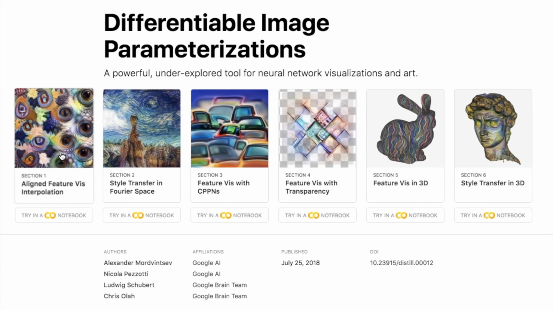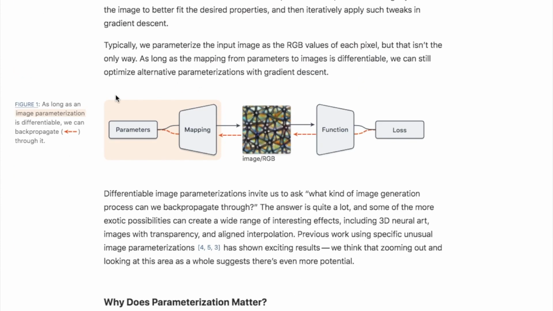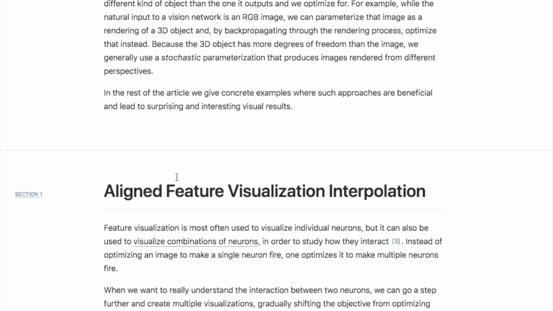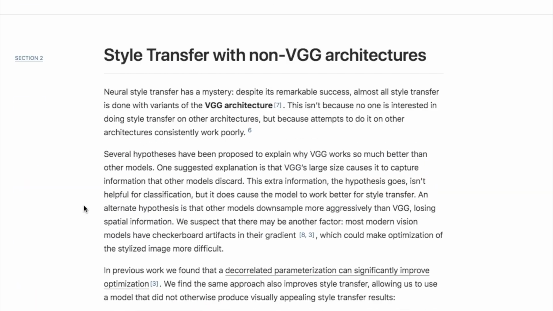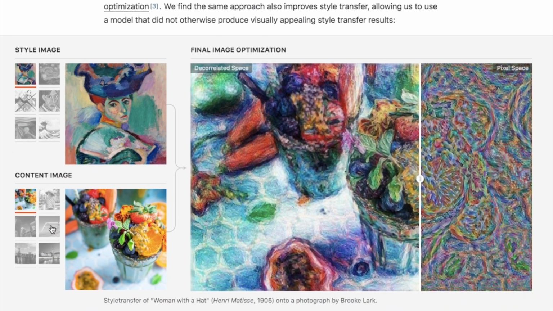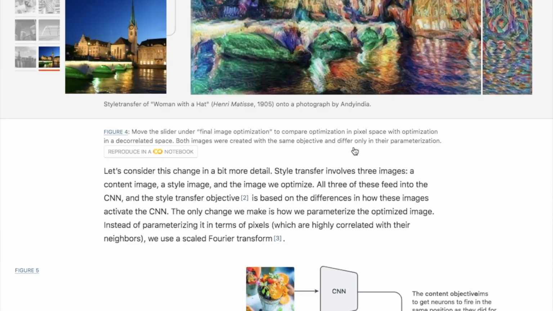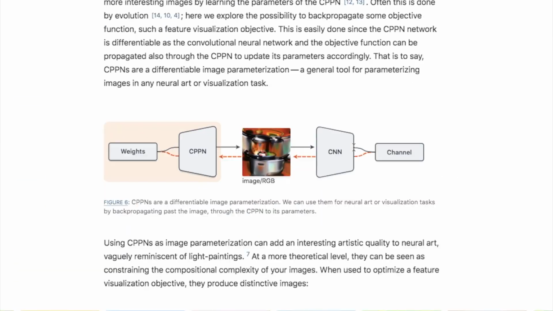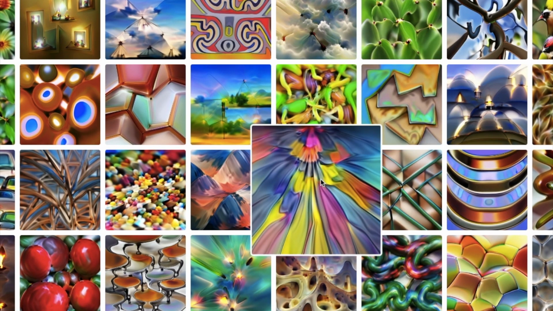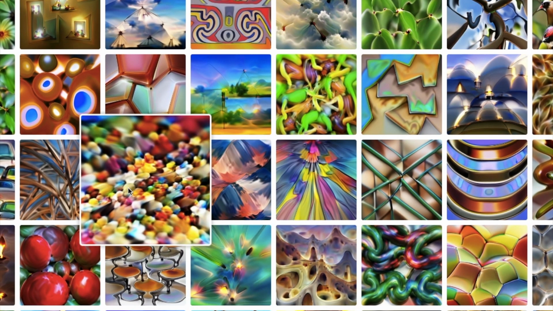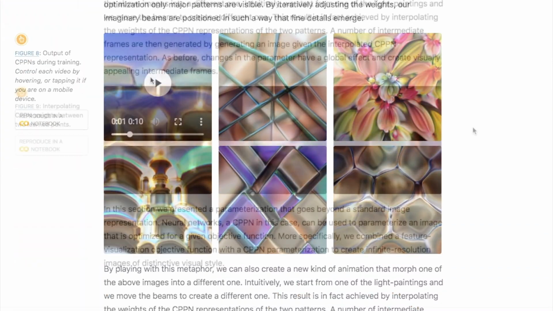In another article that's called Differentiable Image Parameterizations, we explored ways of representing images for image generation through backpropagating to the neural network input. We studied decorrelated spectral representations of images, compositional pattern producing networks that are essentially tiny neural networks that map point coordinates into pixel colors and have some attractive properties like infinite resolution of resulting images.